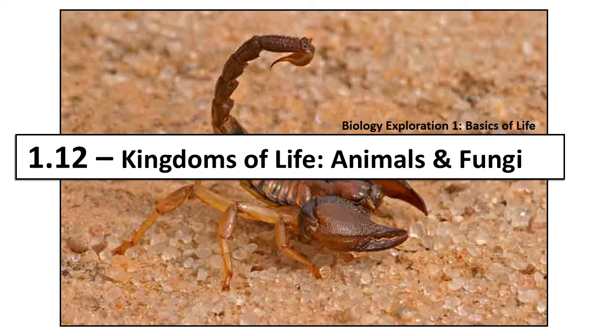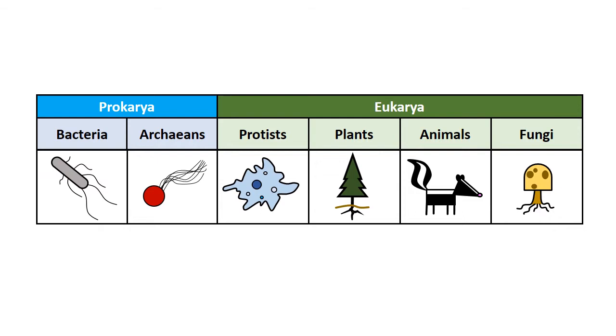All right, ladies and gentlemen, it is 112, the last in our Kingdoms of Life series. Today we're looking at the animals and fungi. So we've hit prokarya, we've looked at bacteria and archaeans, and we've hit the first two kingdoms of our eukarya, protist and plants. Now we're going to round it out with the animals and fungi.